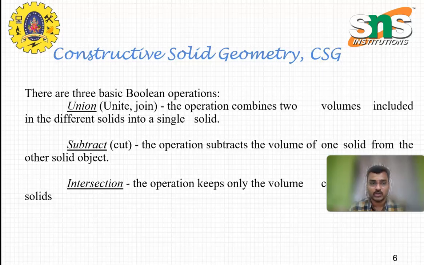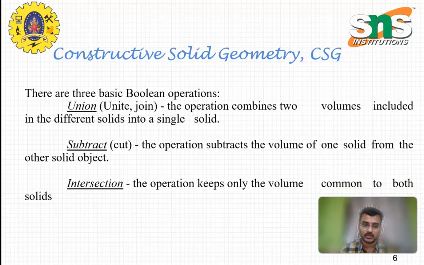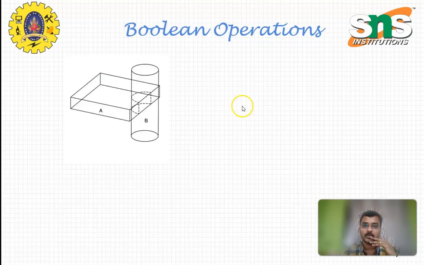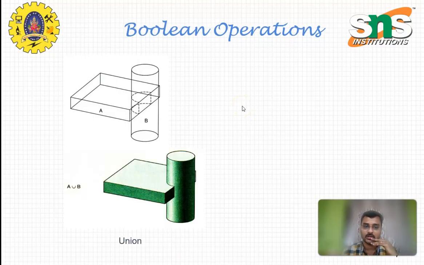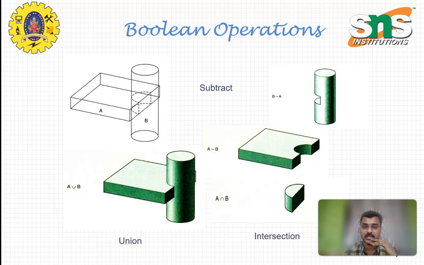The operation combines two volumes included in different solids. Subtract is where we cut one part from one solid. Intersection is where the operation gives only the volume common to both solids, where the common basis has been intersected to join the CSG. Boolean operations: NAND, A union B, subtract, and then intersection.